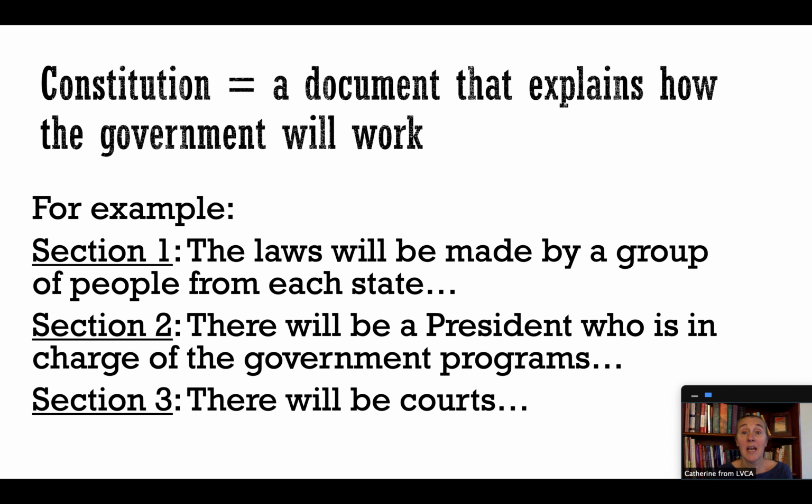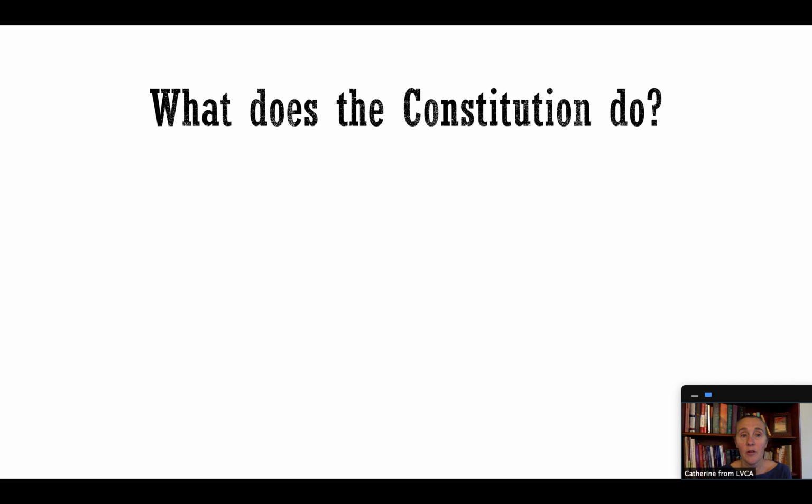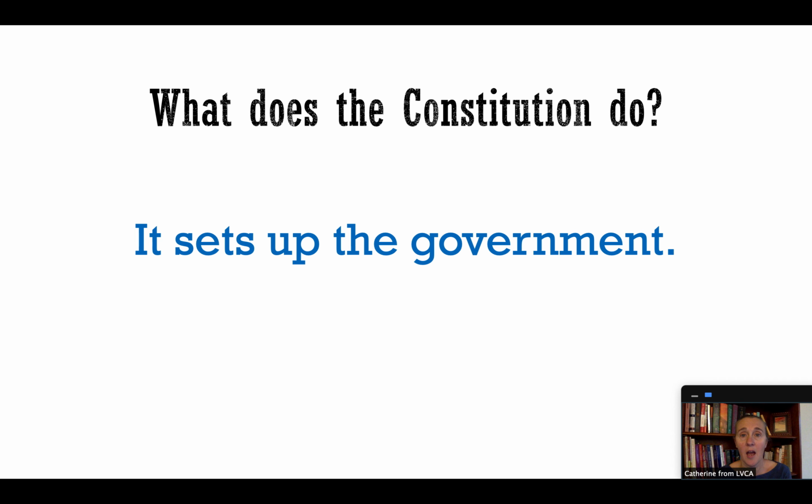Section 2 says there will be a president who is in charge of the government programs, and explains about the job of the president. Section 3 says there will be courts and explains about courts and judges. What does the Constitution do? It sets up the government. Now you practice. What does the Constitution do? Good. It sets up the government.